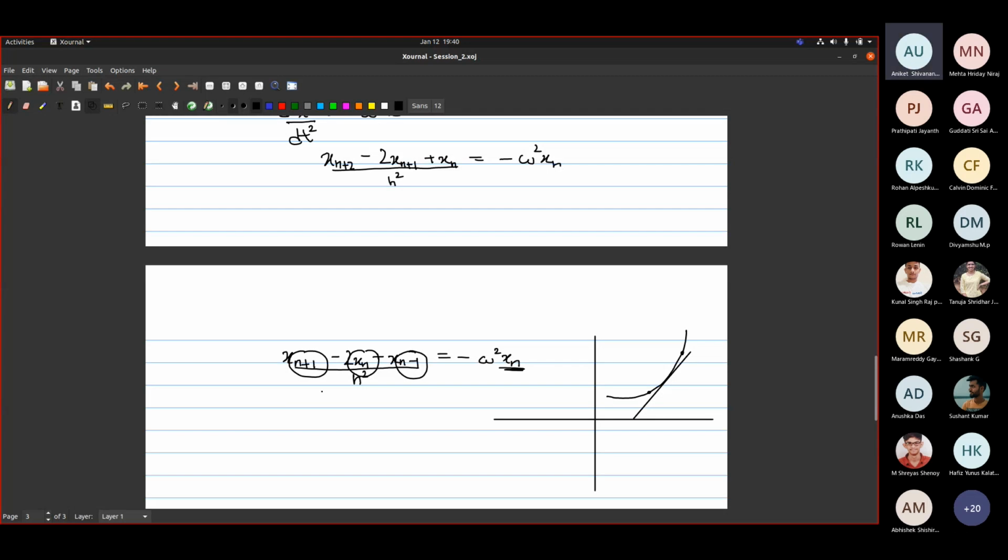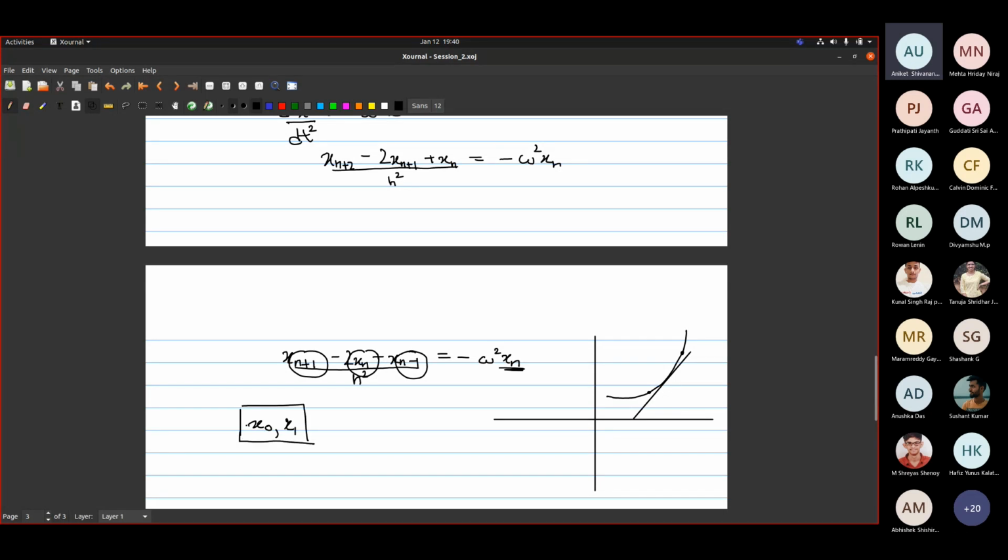But this is not useful. In fact, this is absolutely useless to me. Why is that? Anybody? Because this requires me to have knowledge of x0 and x1.